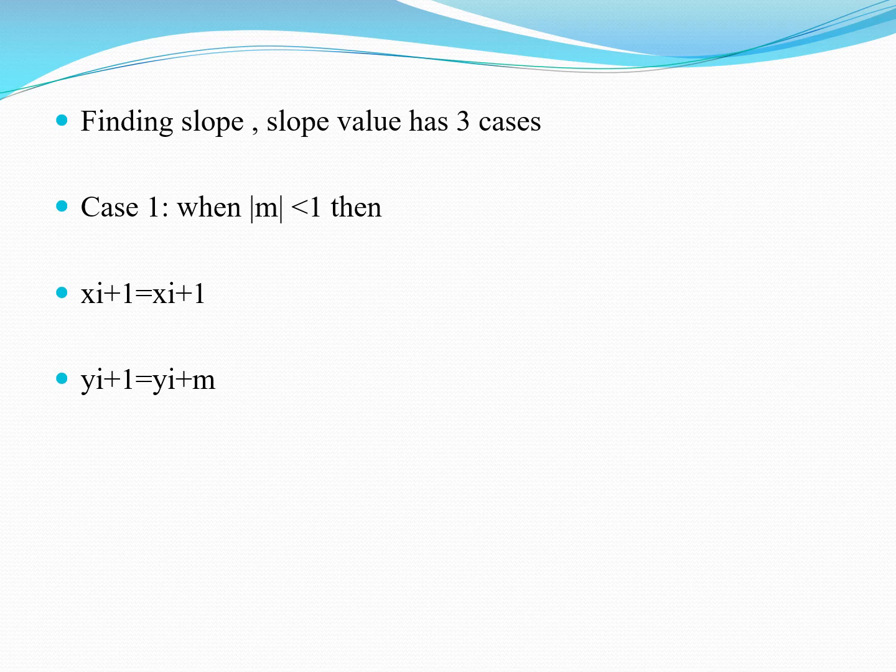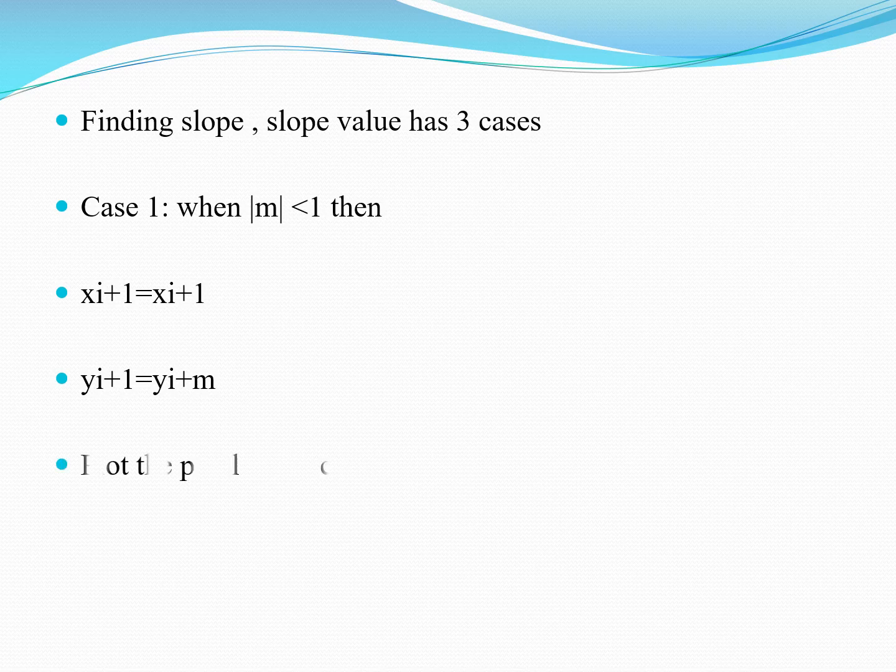Okay, so how do we have to increment the y values? That is yi+1 equals yi plus the slope value. You simply add the slope value to the y coordinate. It is applicable only when the condition is that the slope is less than 1.